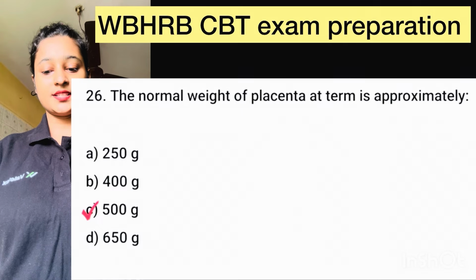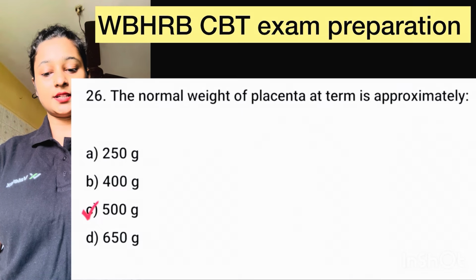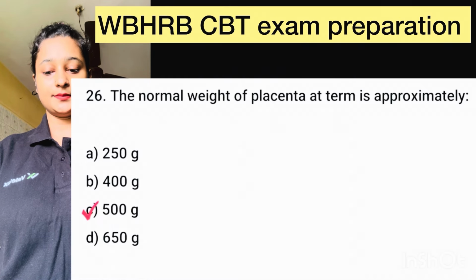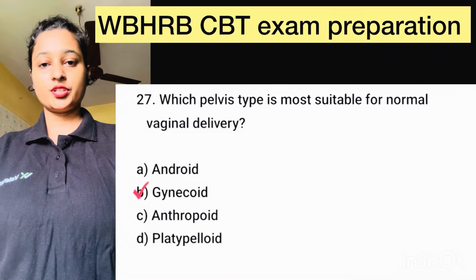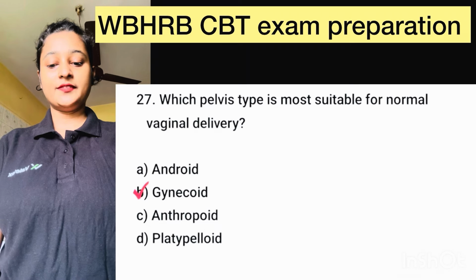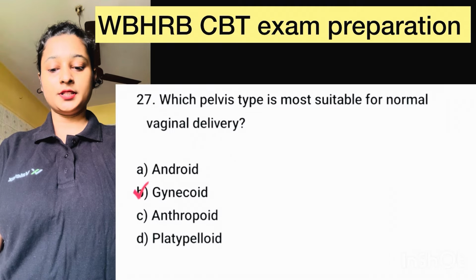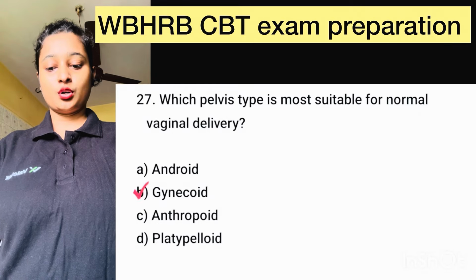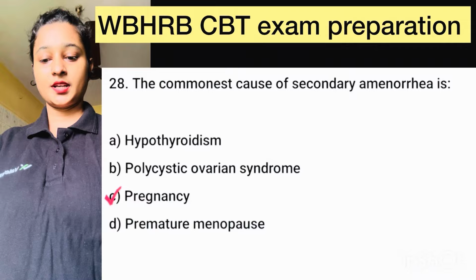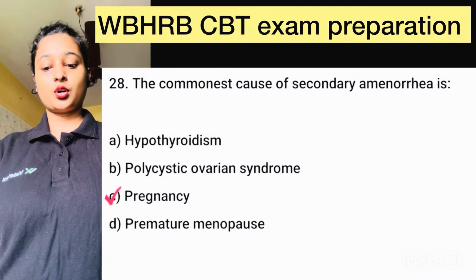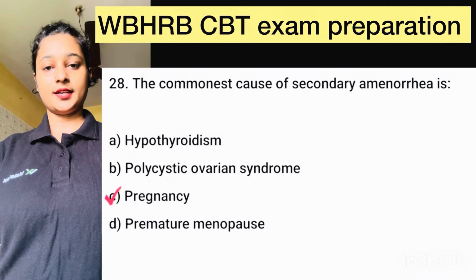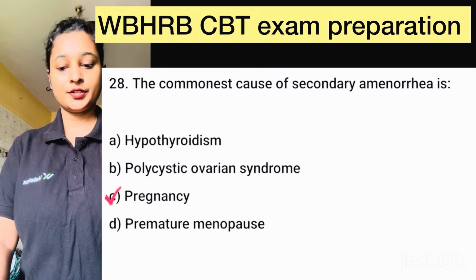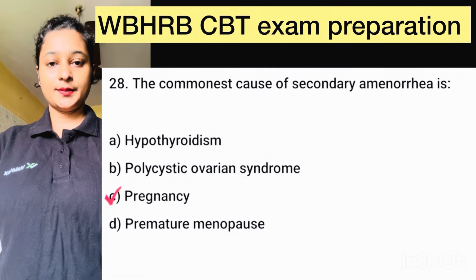Question number 26. The normal weight of placenta at term is approximately. Here correct answer is option C, 500 gram. Question number 27. Which pelvis type is most suitable for normal vaginal delivery? Here correct option is option B, gynecoid. Question number 28. The commonest cause of secondary amenorrhea is. Here correct option is option C, pregnancy.